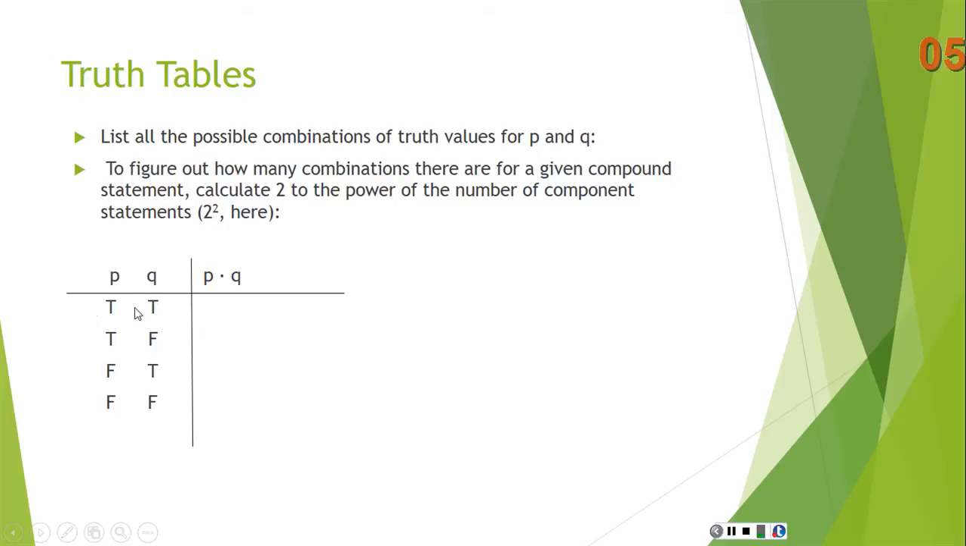Row 1 gives one possibility when both P and Q are true. Row 2 gives another possibility when P is true and Q is false. Row 3 gives another possibility when P is false and Q is true. And finally, row 4 gives another possibility when P is false and Q is false.